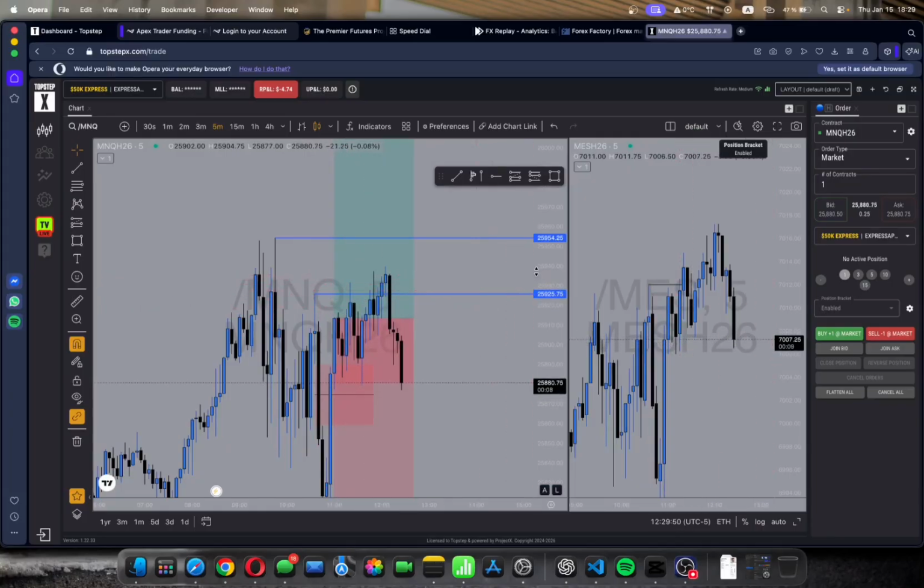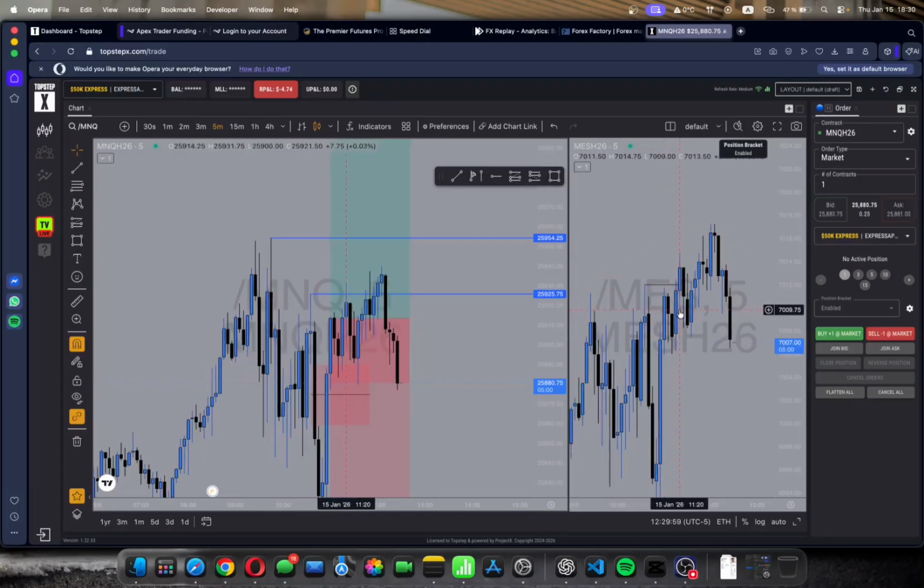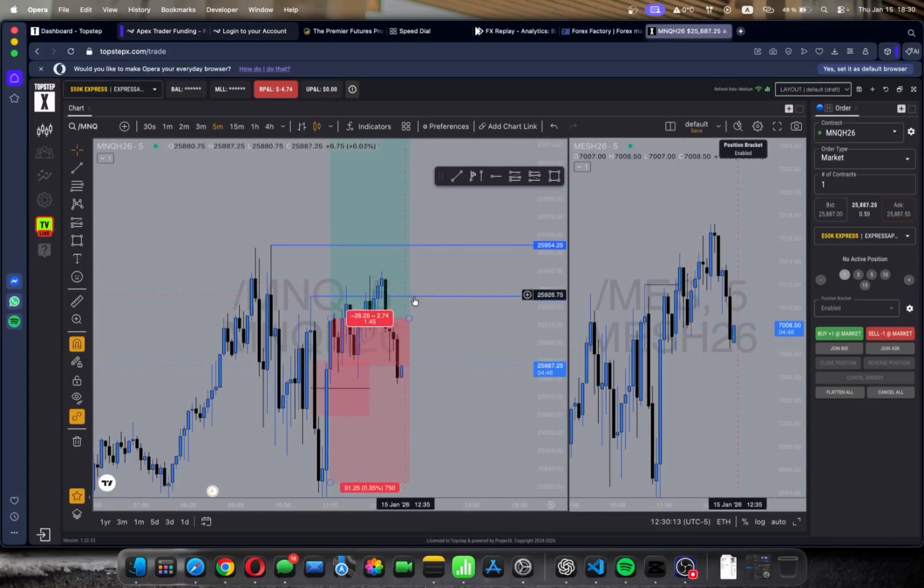but as you can see, it was worth it because this is just mental. ES did sweep this high before NQ, but we had SMT here, but I could not put my stops to break even because I was still in drawdown, so I had to wait.